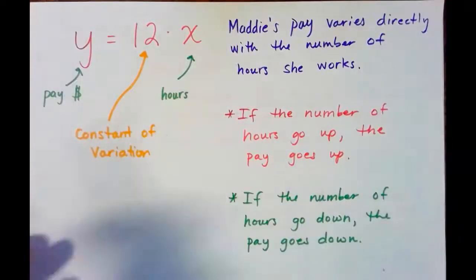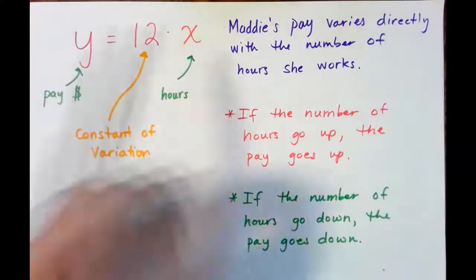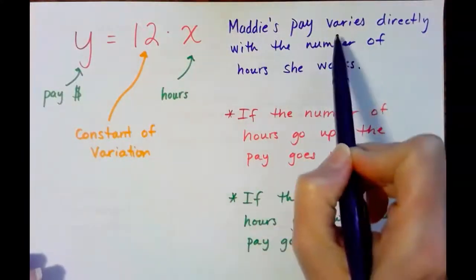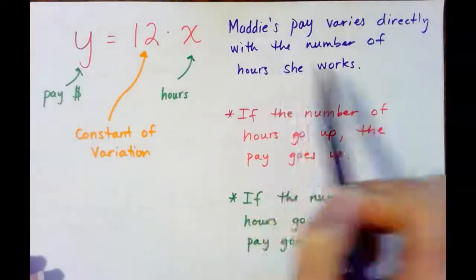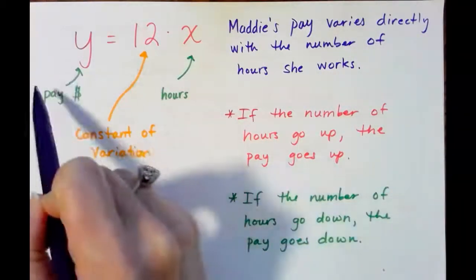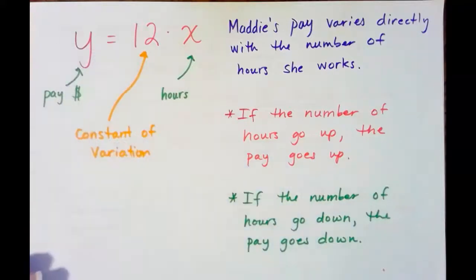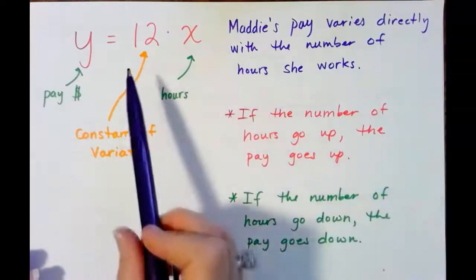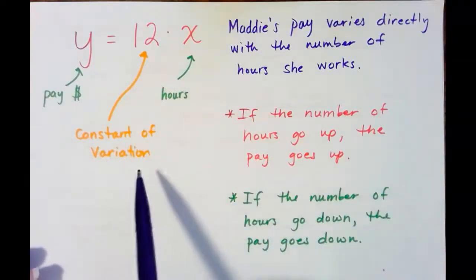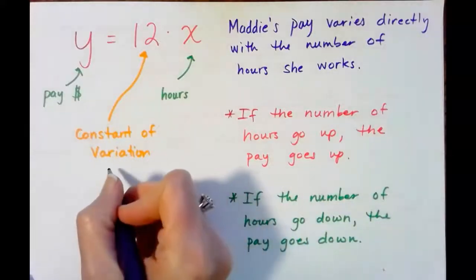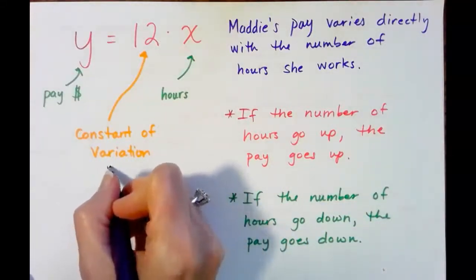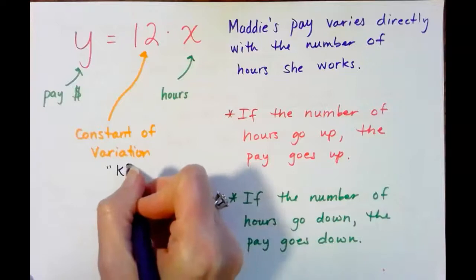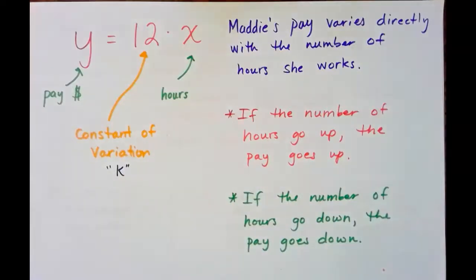So here we go again. Here's our statement, this time just in terms of Y and X. Maddie's pay varies directly with the number of hours she works. Pay is, of course, the dependent variable, Y. The independent variable is the number of hours. And once again, 12 is the constant of variation. In a direct variation, normally we say the constant of variation is represented by lowercase k. Not sure why it's lowercase k, but that's what it always is.